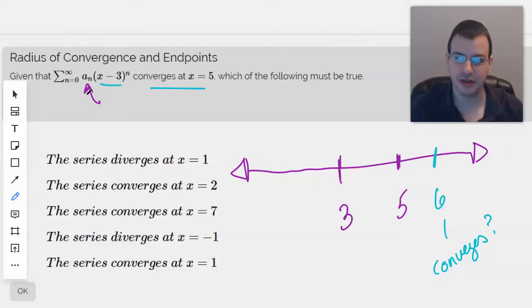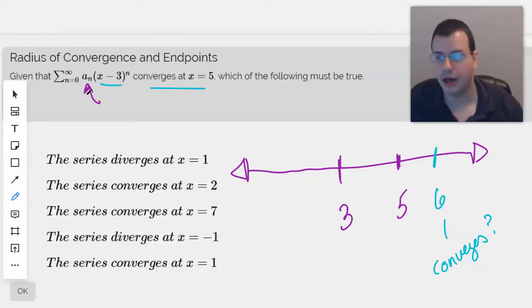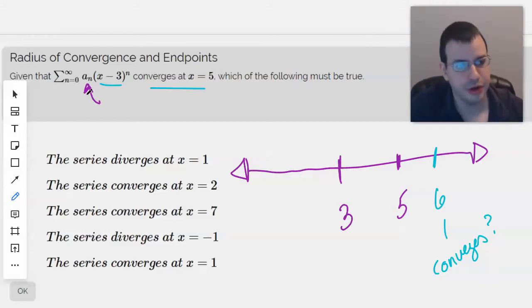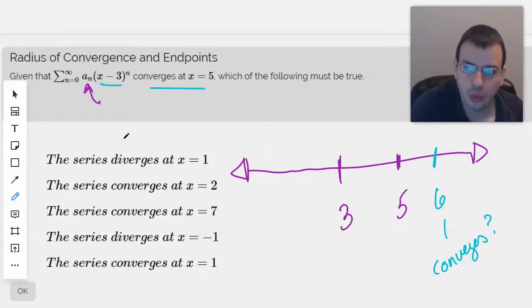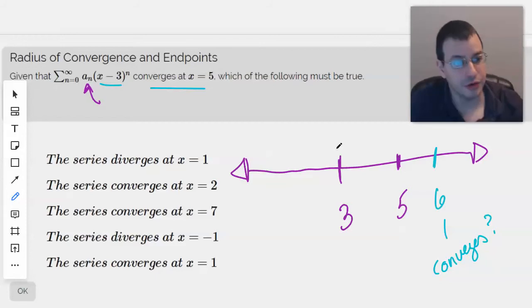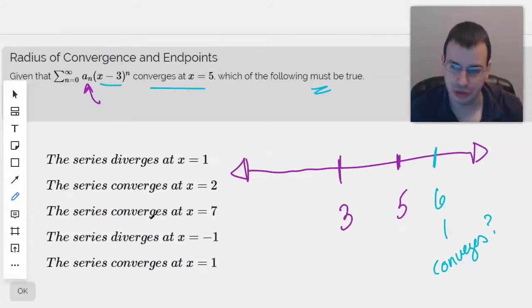This a sub n coefficient could be something so that it always converges. It could be like 1 over x to the n type thing, or 1 over x to the 2n. So that a sub n could cause it to converge more. So we don't know that it couldn't converge. So it might actually converge at 7, but we don't know.